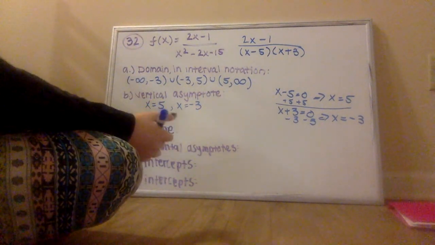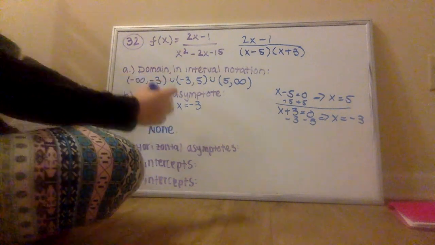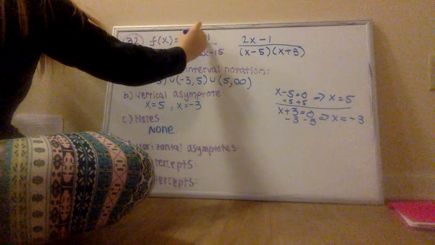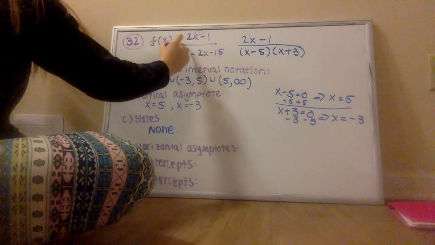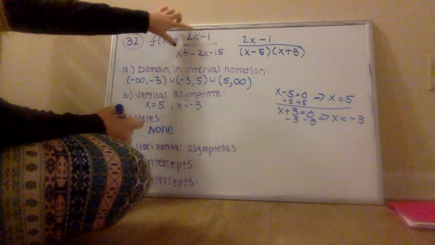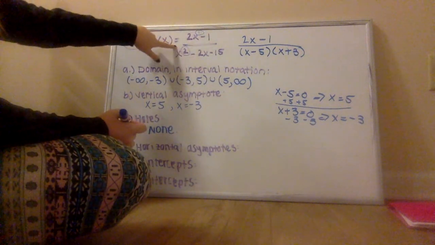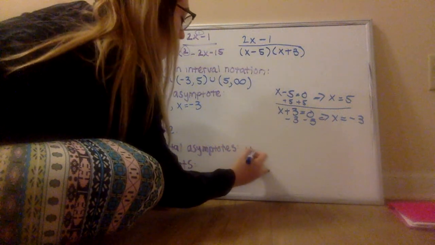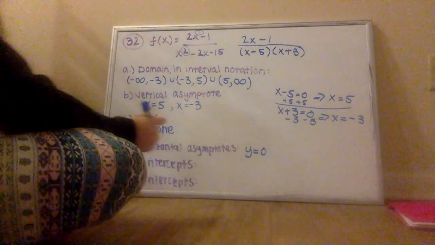Next is our horizontal asymptotes. So for that we're going to look at the powers of our x. We have x to the first power up here, and our highest power down here is x squared. So we have x to the first power over x squared, so we're bottom heavy, which means that we have a horizontal asymptote at y equals 0.